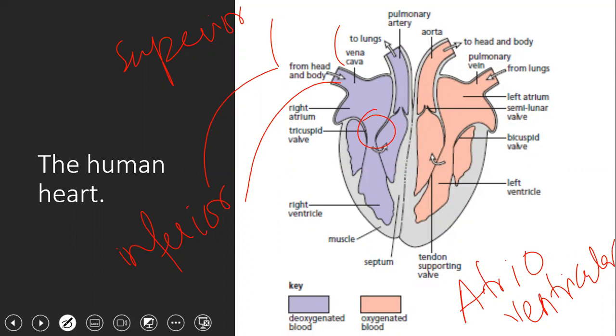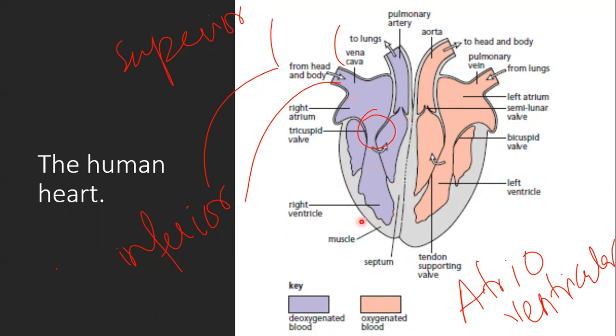So when the ventricle is about to contract, the atrioventricular valve is going to close, so that when the ventricle contracts, the blood does not flow back into the right atrium. So we have the atrioventricular valve, and it is going to close. After that, what is happening?